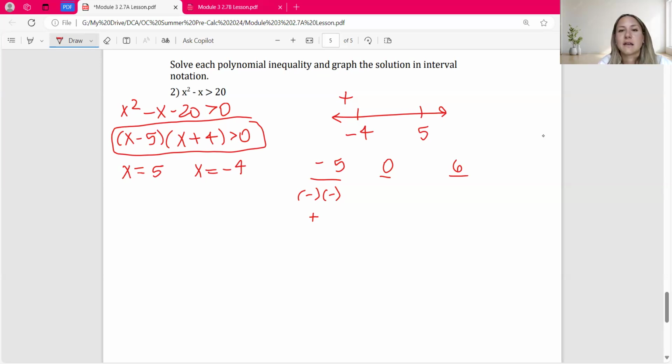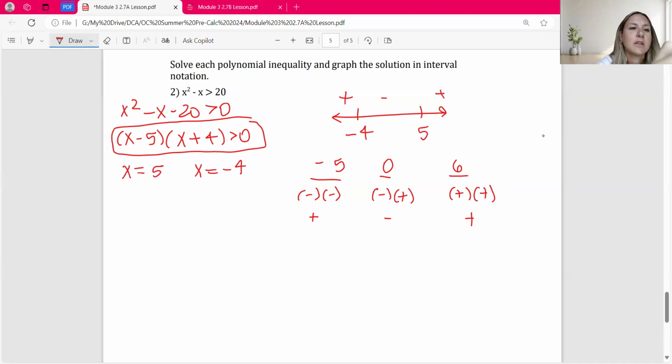Let's test 0. So 0 minus 5 is going to give me a negative. 0 plus 4 is going to give me a positive. Negative times a positive gives me a negative. If I could have picked anything between -4 and 5, it was always going to give me a negative value. And then I'll test 6. 6 minus 5 will give me a positive answer, times 6 plus 4 is going to give me a positive answer. Positive times a positive gives me a positive answer.